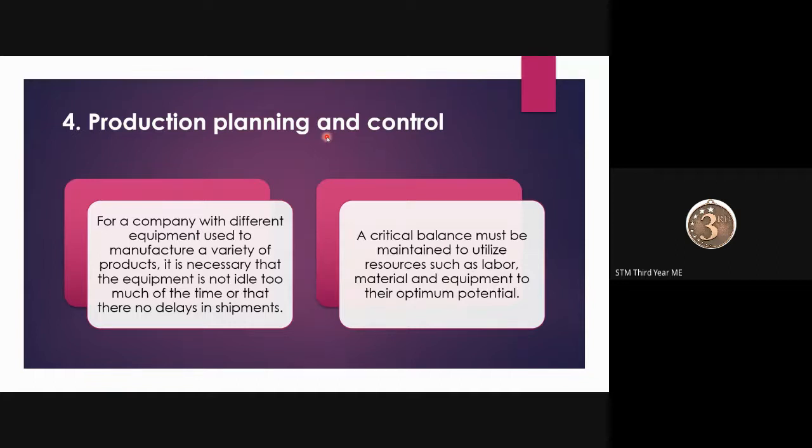You can see it written here: a critical balance must be maintained to utilize resources such as labor, material, and equipment. These are the major resources under an industry. Major resources are labor, material, and equipment. These resources have to be managed.